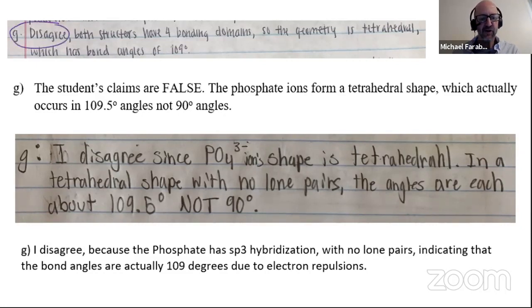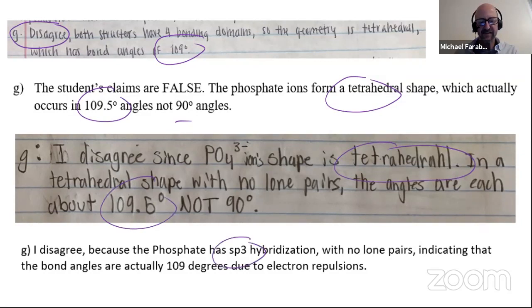So this person says, I disagree. The geometry is tetrahedral, so it should be 109. The student's claims are false. It's tetrahedral. It should be 109.5, not 90. I disagree. It's tetrahedral. The bond angles are 109.5. This person says sp3, about 109. Okay.